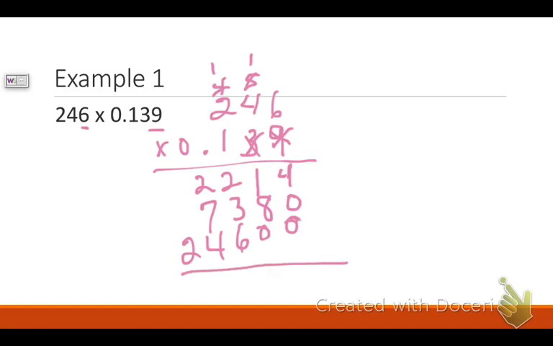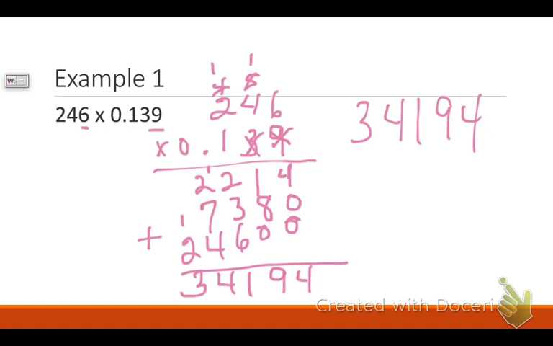We're going to add all those together. 4 added to 0 is 4. 8 plus 1 added to 0 is 9. 2 plus 3 is 5 plus 6 is 11. Carry the 1. 9, 10, 14. Carry that 1. 2 plus 1 is 3. Now, here's our answer. 34194.